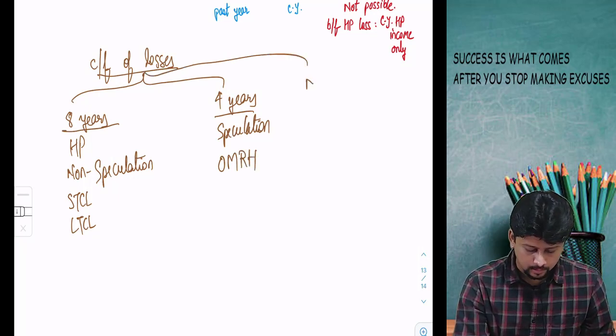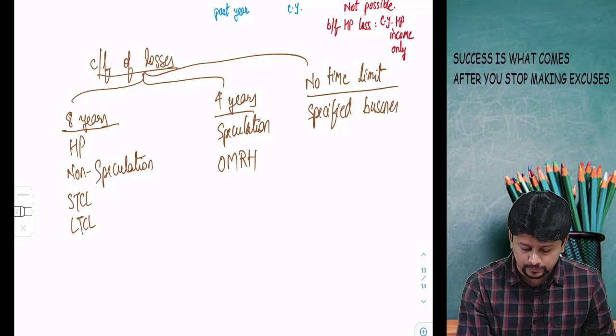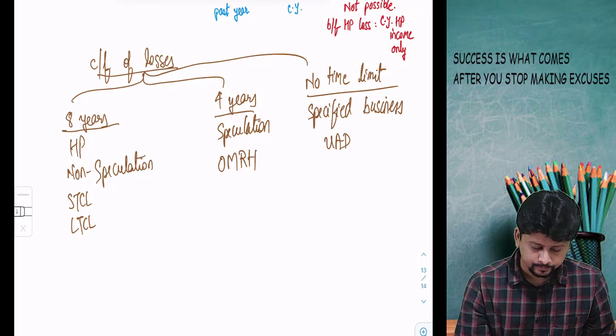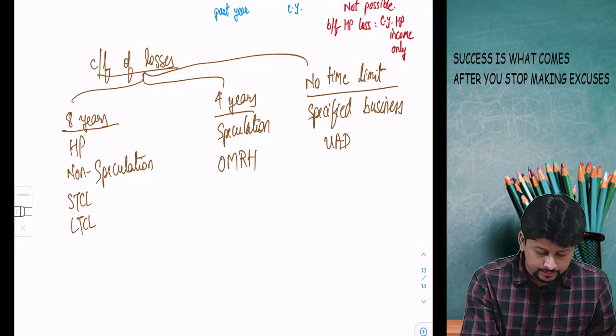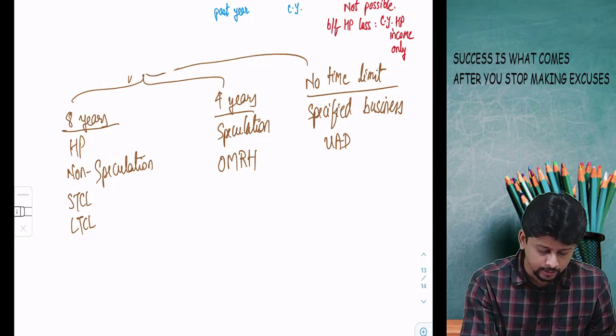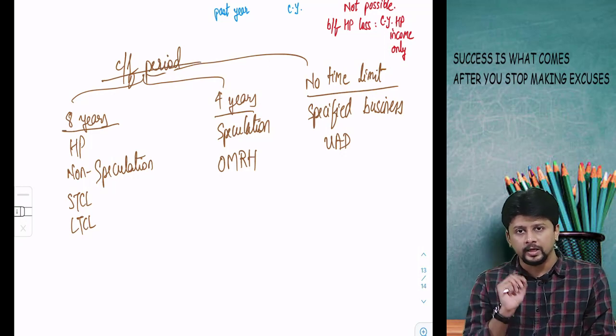And no time limit. This applies to loss from a specified business and unabsorbed depreciation. I'll rather change the heading. Instead of writing the word carry forward of losses, because unabsorbed depreciation is not a loss actually, I'll say this is a summary of carry forward periods. You can carry forward something for 8 years, 4 years, or no time limit.